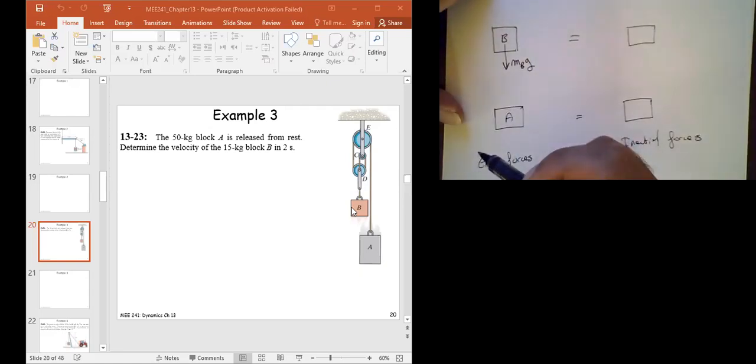Do we need to make a diagram for D? Oh, well, let's say the tension in the cable is T, right?